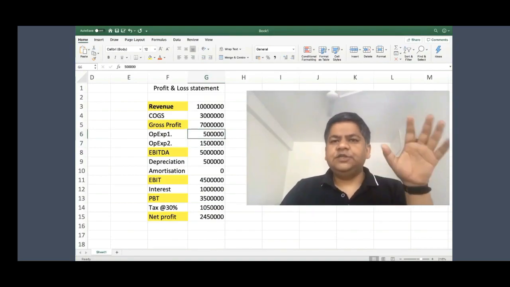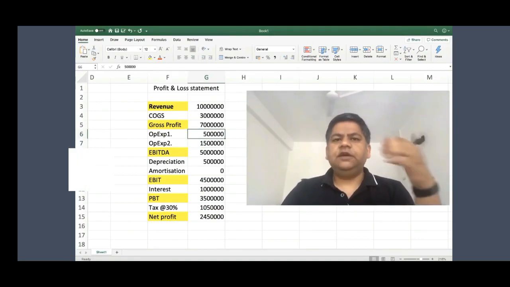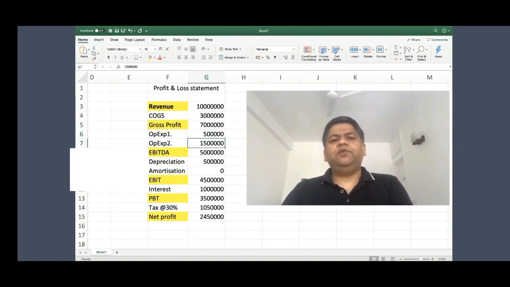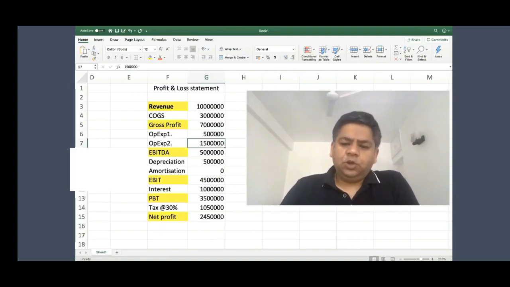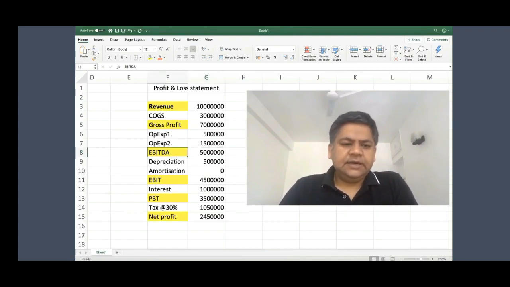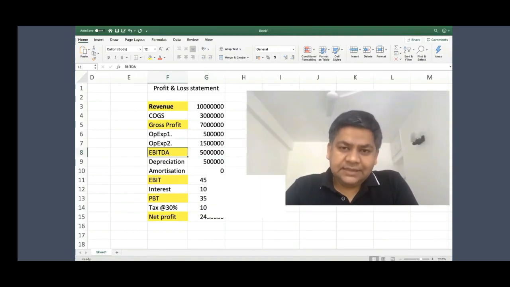So 5 lakh is the branding cost, for which we have, let's say, given it to one of the brand ambassadors, and 15 lakh is paid for all the sales and marketing effort. So when you subtract your operational expenses from your gross profit, what comes to you is EBITDA. The full form of EBITDA is very simple: earning before interest, tax, depreciation and amortization.